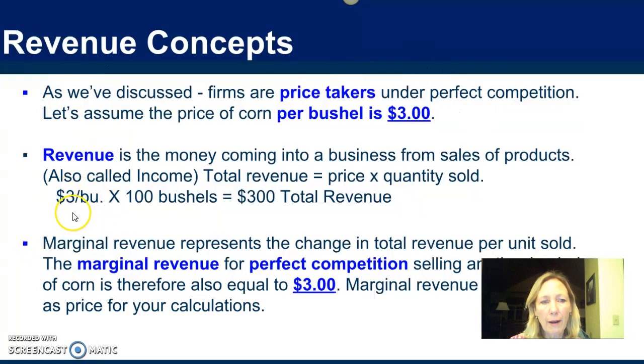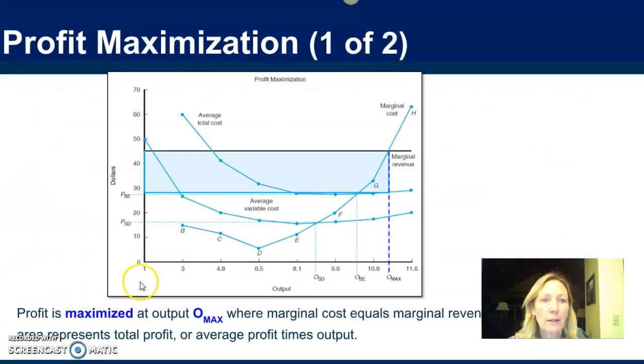Total revenue equals price times quantity sold. So if your wheat or corn is worth $3 a bushel, and you sell 100 bushels, your total revenue would be $300. That's pretty simple. Marginal revenue represents a change in total revenue per unit sold. But if you just want to remember it easily, marginal revenue is the same as the price per unit for your calculations.